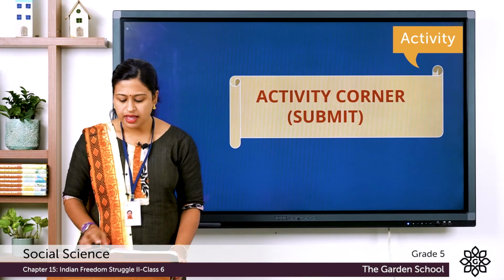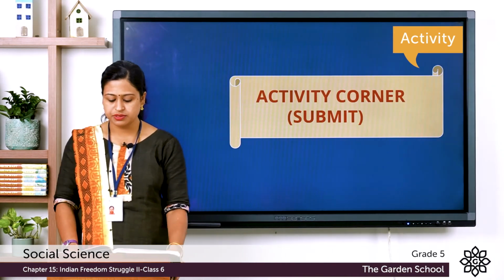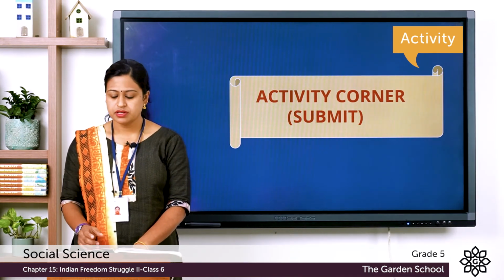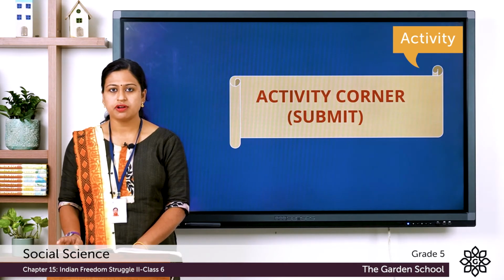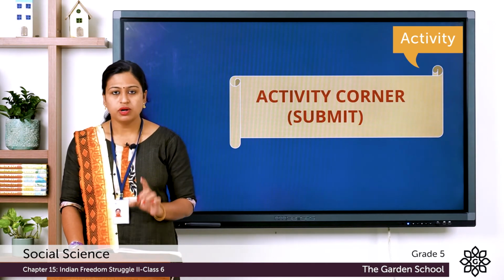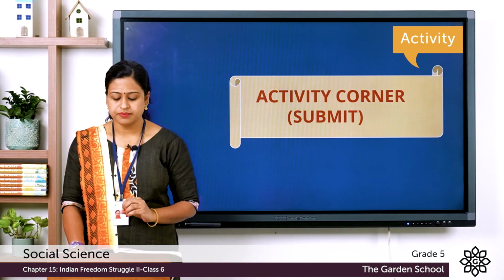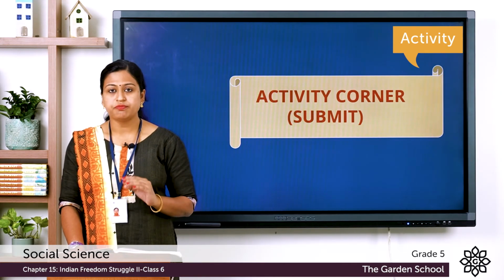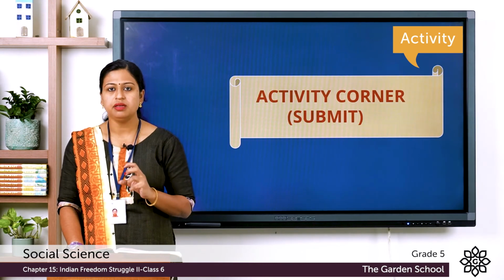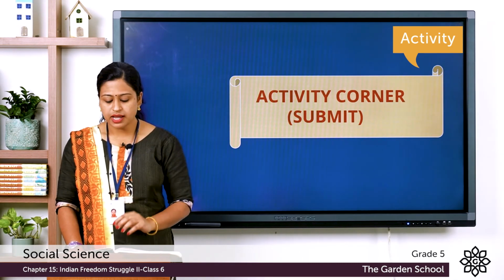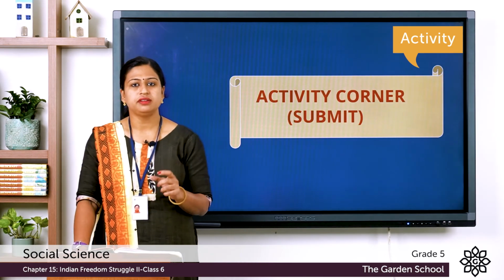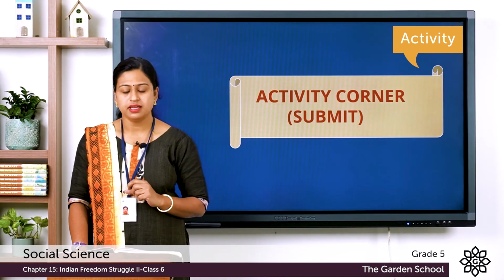Now, next we have the activity corner, and there are two activities. The first one is study the given advertisement and answer. You can see an advertisement on your right side and four questions based on it. The first one is, what is the subject of the advertisement? Second one, who was supposed to perform the ceremony? Third one, in whose memory was the ceremony being performed? Fourth one, what kind of clothes were the people asked to wear? These answers you have to write in your notebook and then submit in Teams.